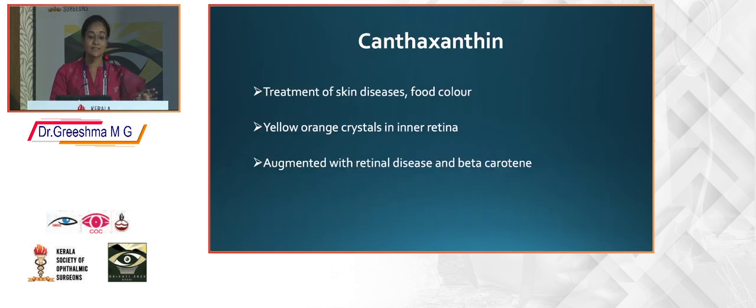Other drugs causing crystalline retinopathy: one is canthaxanthin. It is used in the treatment of skin diseases like protoporphyria and eczema, and it is also used as an orange food color in dishes. It can cause yellow-orange crystals in the inner retina, and the crystallization rate is higher when the patient already has a retinal disease, and with beta carotene intake.